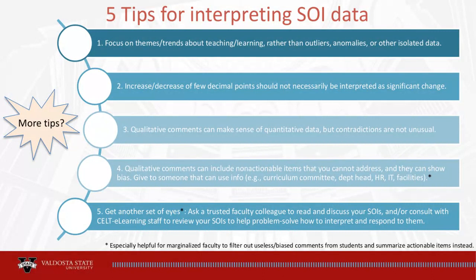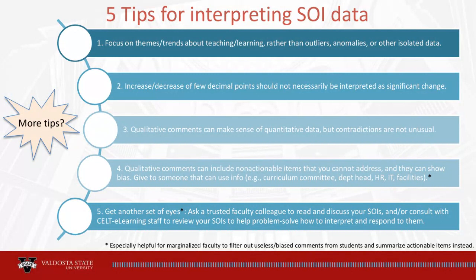And then number 5, get another set of eyes. This is especially important, I put a little asterisk after a couple of these, for those of us who are marginalized faculty, right? To help us filter out useless or biased comments from students and summarize really what's actionable, and what we can focus on to grow, rather than what will derail us.